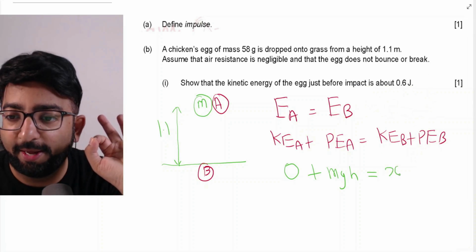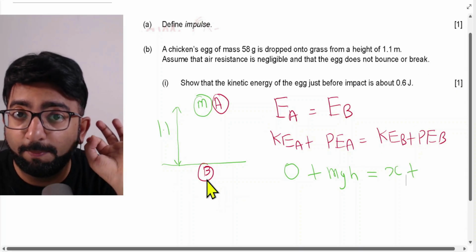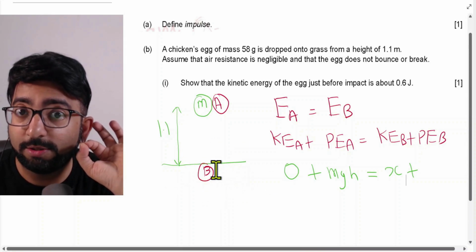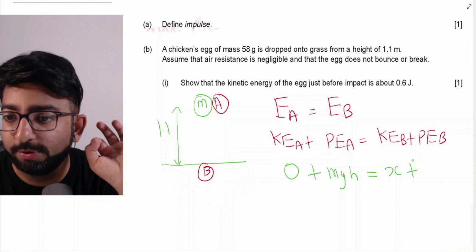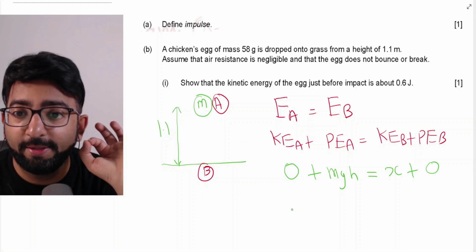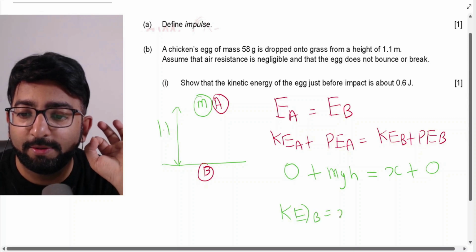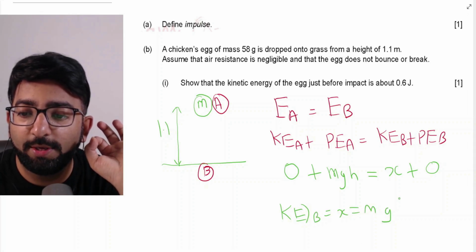Let's write that as x, plus. Since the point B is almost on the ground, we will assume the potential energy at the point B to be 0. So x plus 0. Hence the value of x, which is kinetic energy at B, is equal to m into g into h.